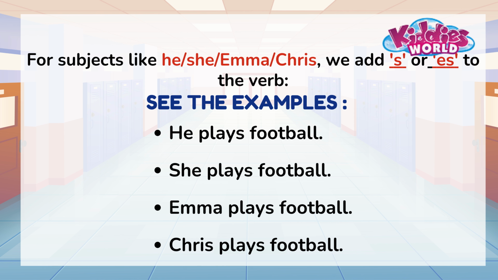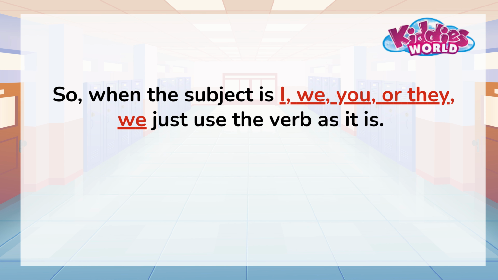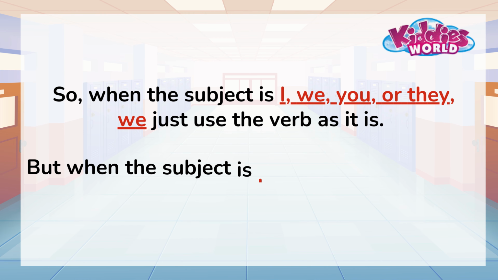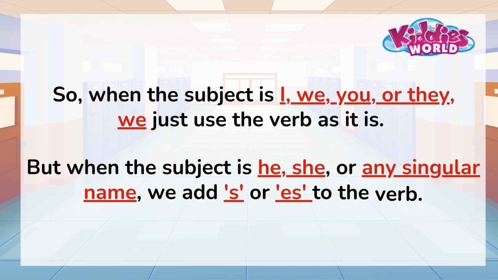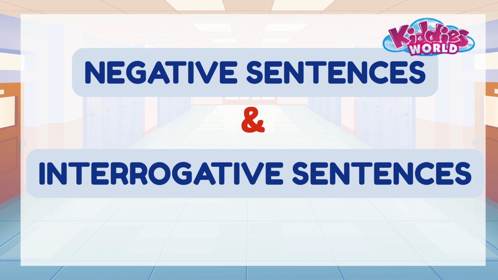See the examples. So when the subject is I, we, you, or they, we just use the verb as it is. But when the subject is he, she, or any singular name, we add s or es to the verb. Alright students, now that we know how to form affirmative sentences, let's look at negative and interrogative sentences.